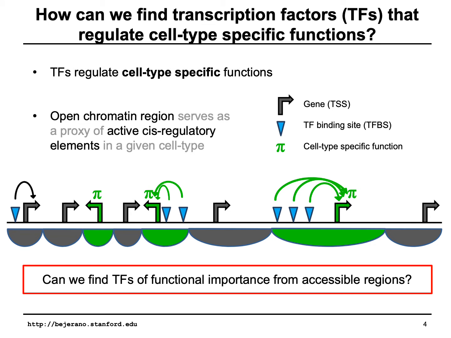Transcription factors, or TFs, regulate cell type specific functions. If you're interested in finding the functionally important TFs, what would be the possible approaches? One thing you could try is to run experiments such as DNase-seq or ATAC-seq to characterize the open chromatin region as the proxy of the active cis-regulatory elements. Let's consider what computational approaches are available to identify TFs given such measurements.